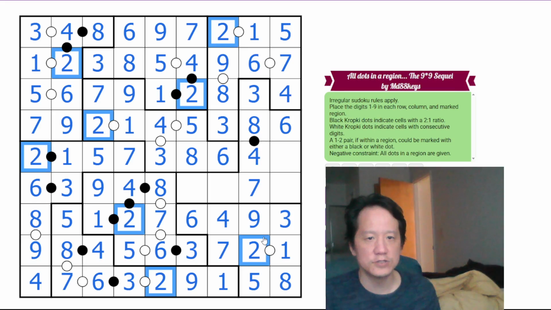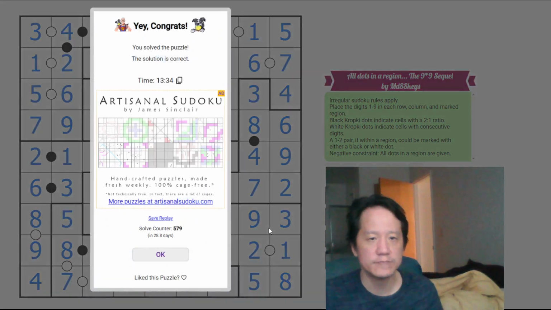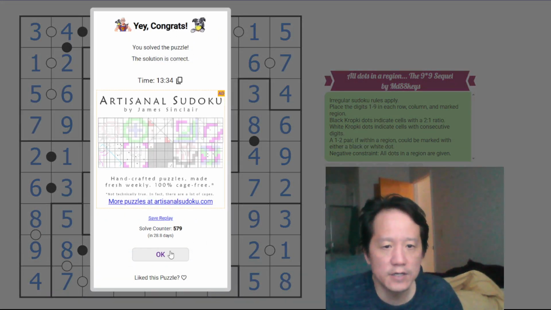Where is the last 2? We have 8 2s, so we know the last 2 has to be here. This must be then a 9. We have then remaining a 5 and a 1. And that's how you solve it.